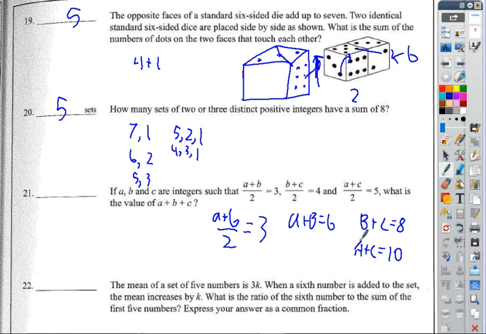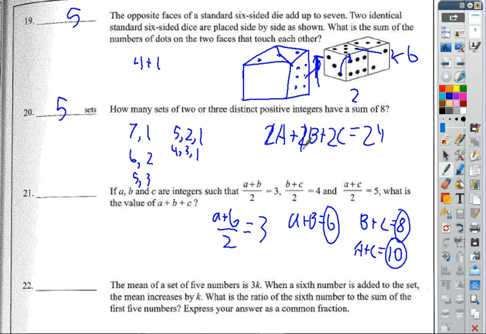So next I added all the equations and I get 2a plus 2b plus 2c equals, that would be 24, because you add the 6, the 8, and the 10. And then you can just divide everything by 2, and it'll cancel out all those 2's, and 24 over 2 is 12. So then you get a plus b plus c equals 12, and 12 is your answer. Okay, moving on.